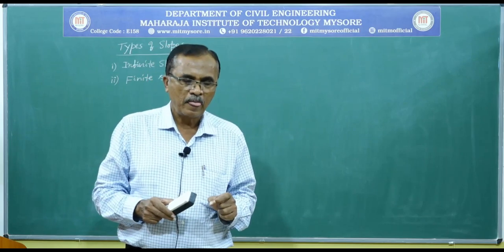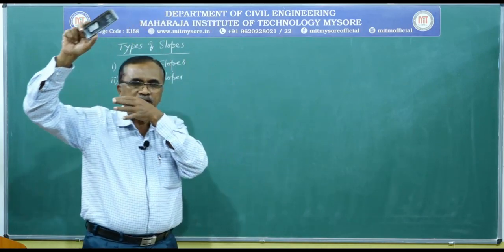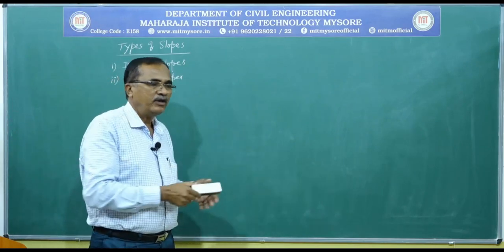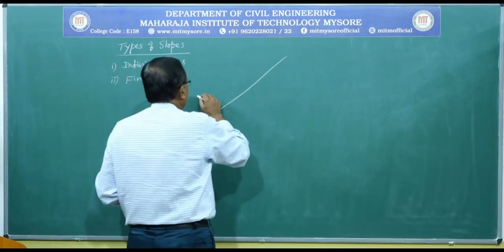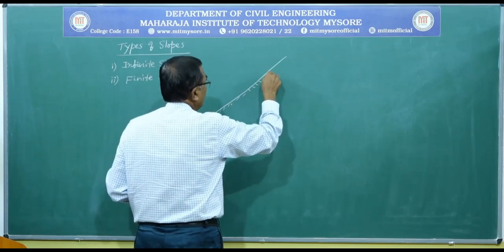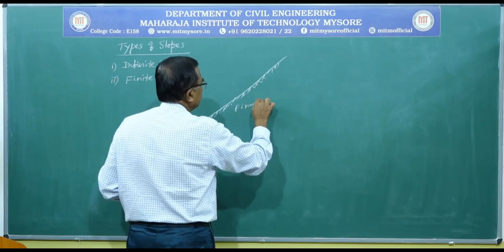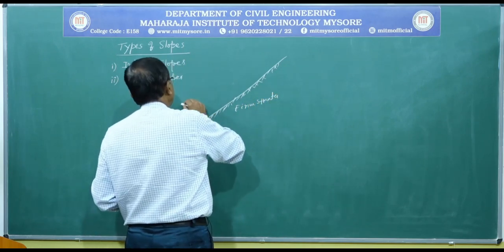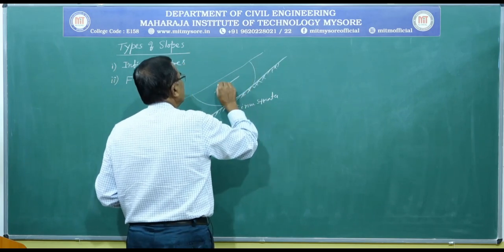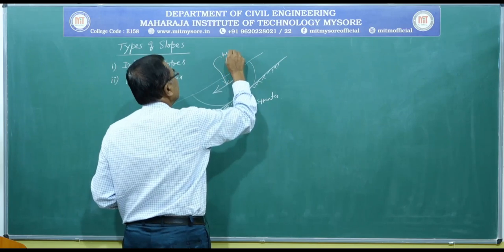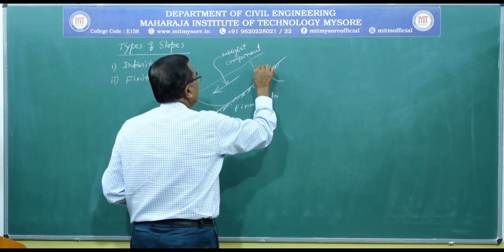In case of infinite slopes, it fails by the movement of soil from a point of higher elevation to a point of lower elevation. So, an example for that, the infinite slope is like this. So, this is a firm strata, the failure pattern will be like this. So, this is the weight component. Failure surface.